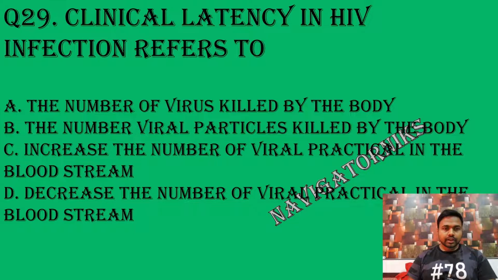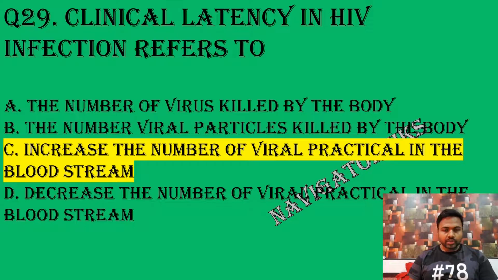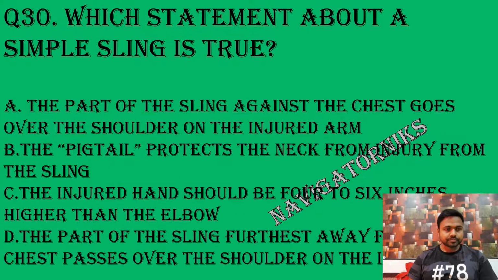29. Clinical latency in HIV infection refers to option A, the number of virus killed by the body. B, number of viral particles killed by the body. C, increase in the number of viral particles in the bloodstream. D, decrease in the number of viral particles in the bloodstream. And from these options, the correct option is option C, increase in the number of viral particles in the bloodstream.